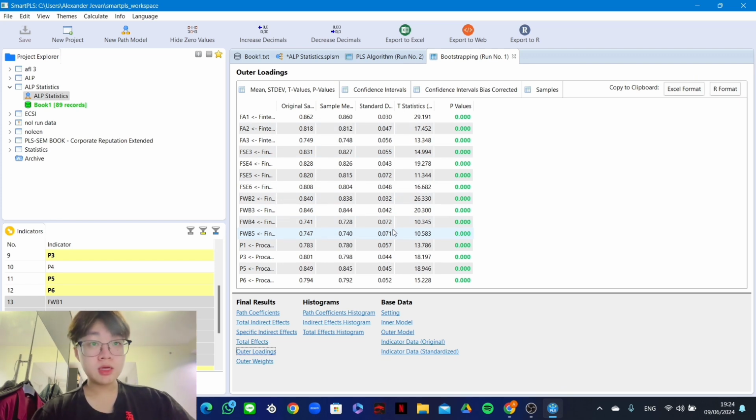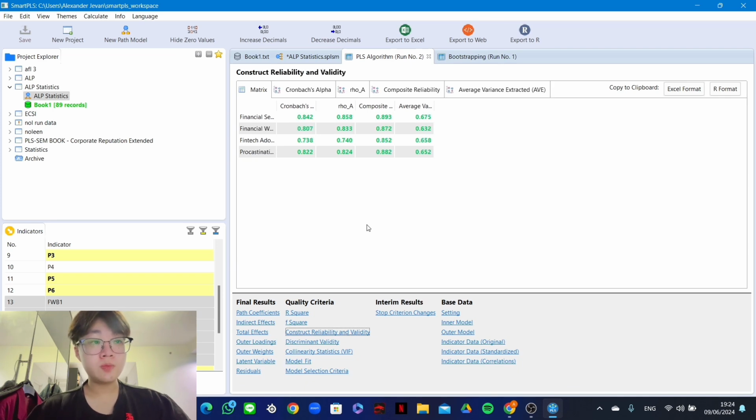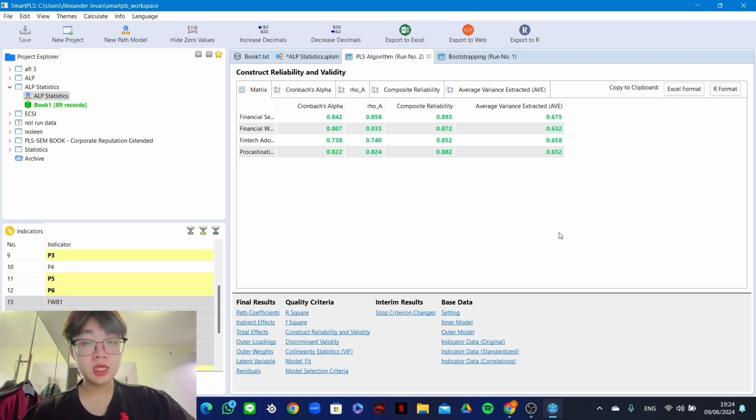To check the Cronbach's alpha and HTMT, we go back to PLS algorithm and go to construct reliability and validity. As you can see, the data is reliable because the data is above 0.7 in Cronbach's alpha. And the rho_A should be higher than 0.7 and the AVE should be higher than 0.5.